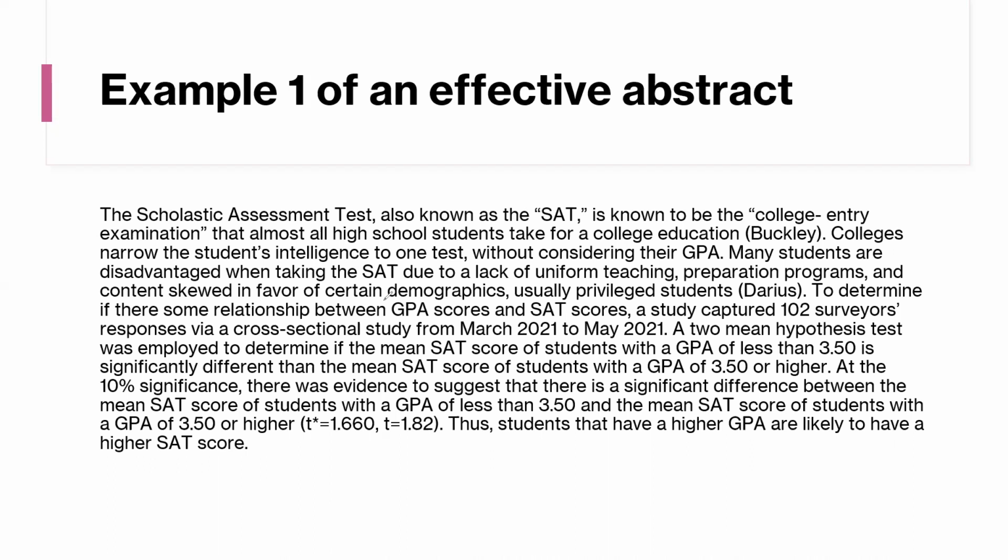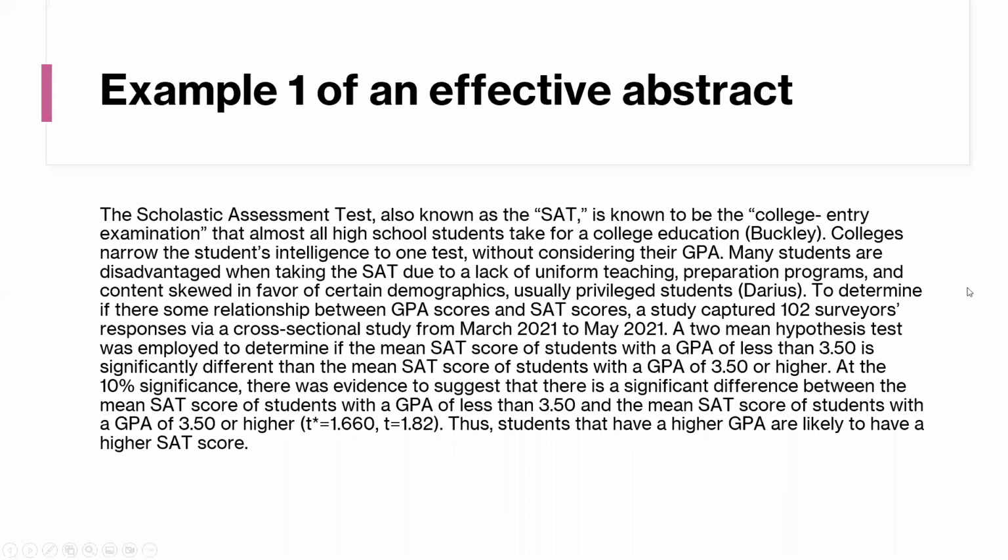So the student went through and talked about how they captured the surveys, when they did it, and also the type of test that was employed, a two-mean hypothesis test, with a little bit of information about that. At a 10% significance level, there was evidence to suggest a significant difference, okay? And then finally, the last sentence: students who have a higher GPA are likely to have a higher SAT score, all right? So that would be your conclusions as well as some forward thinking. Notice nothing in here is all that deep. Okay, this is a very general overview of what an abstract is.